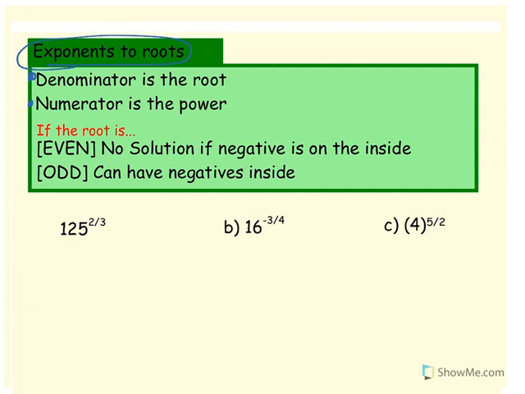You also want to write down the little shortcuts that if the root is even, there is no solution if the negative is inside the radical. However, if the root is odd, then it can have a negative inside. And you will see how that plays out in just a moment.